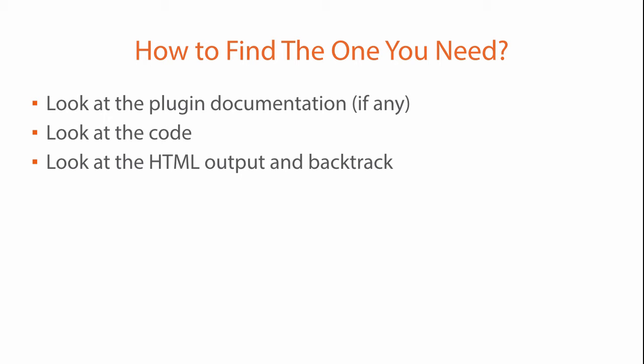We can also look at the HTML output and backtrack from there to find the location in the code which might have an action or filter that we can use to modify what we need. Let's look at an example of this.